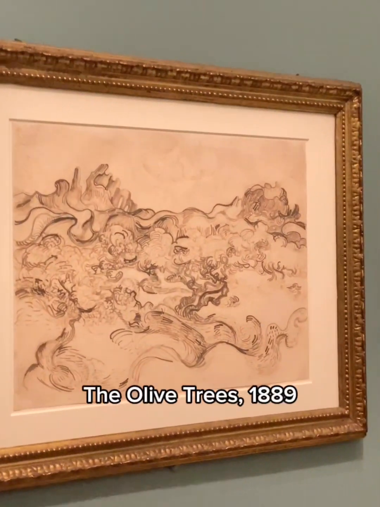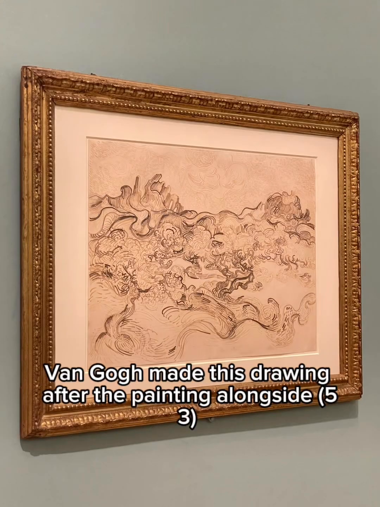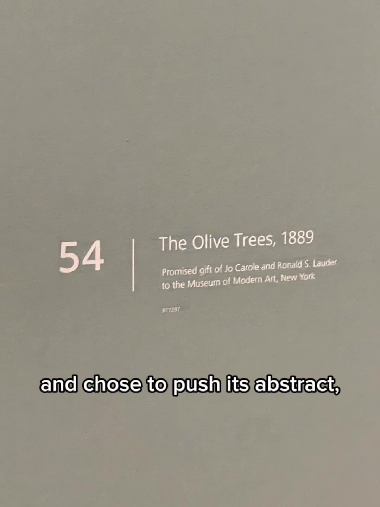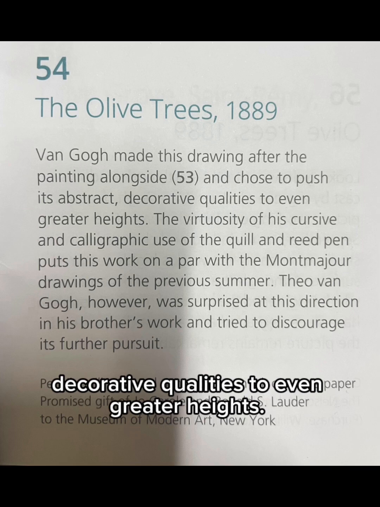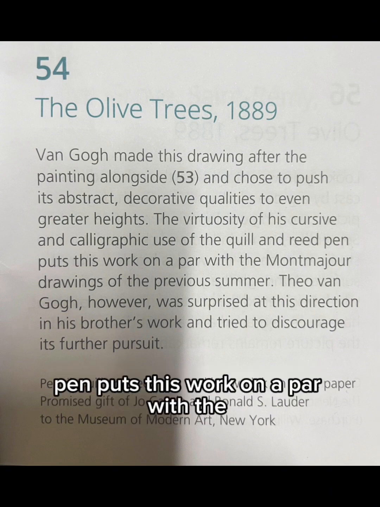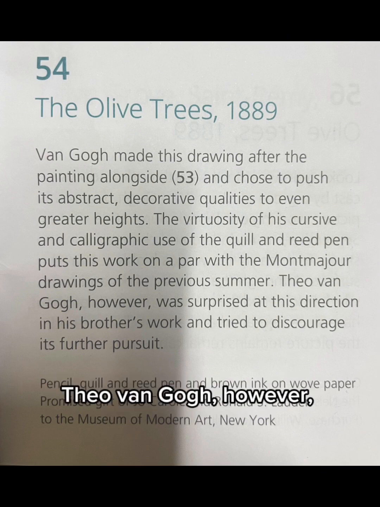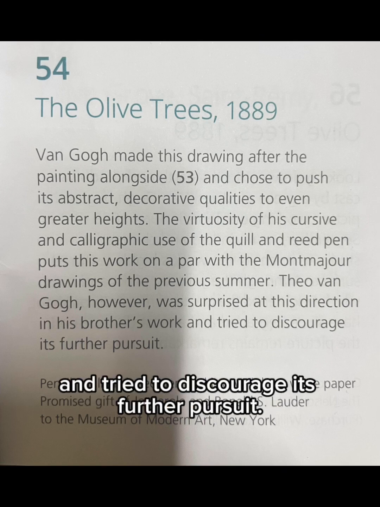54. The Olive Trees, 1889. Van Gogh made this drawing after the painting alongside 53, and chose to push its abstract, decorative qualities to even greater heights. The virtuosity of his cursive and calligraphic use of the quill and reed pen puts this work on a par with the Montmajour drawings of the previous summer. Theo Van Gogh, however, was surprised at this direction in his brother's work and tried to discourage its further pursuit.